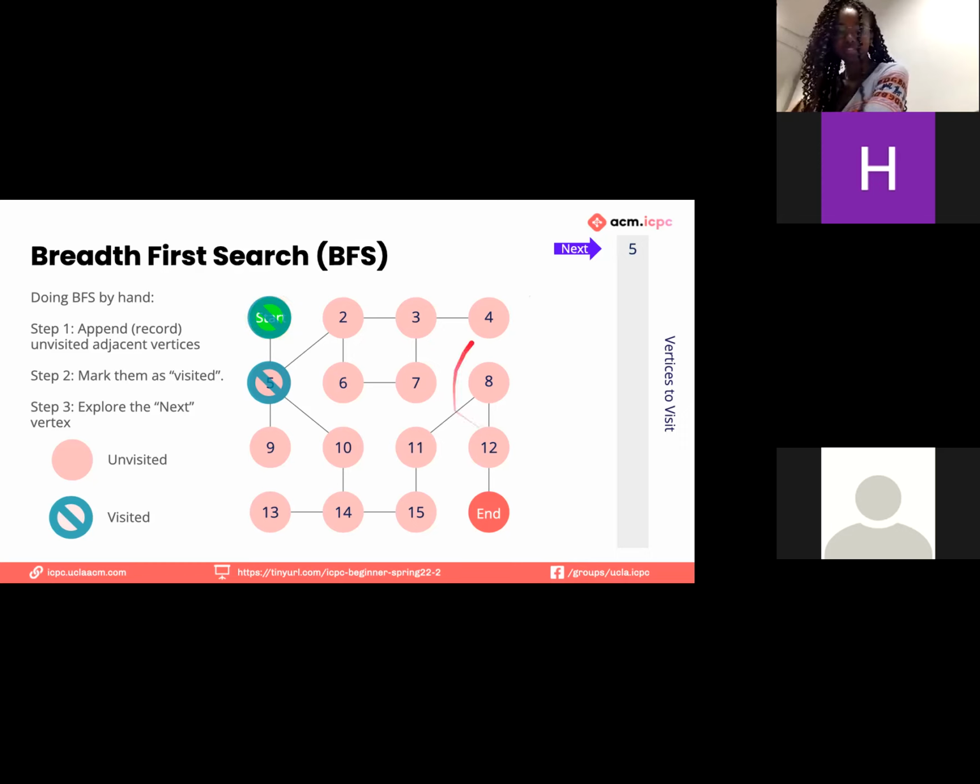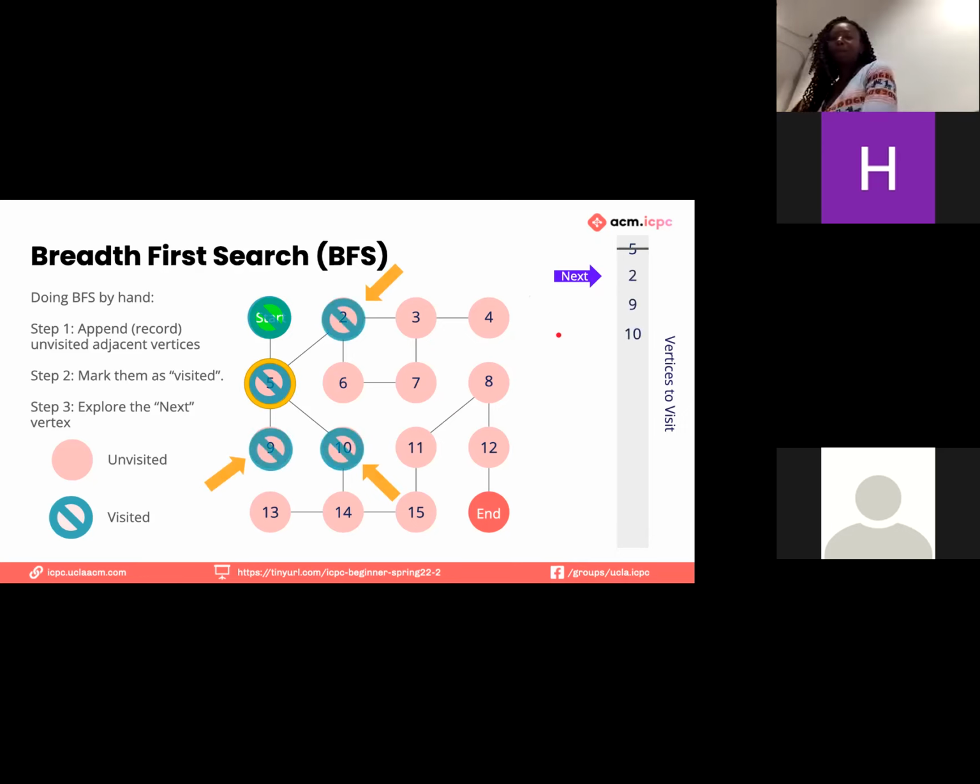Let's see if this will click. Okay, yay. Now we will go to the next thing on the list, which will be 5. Now that we know that 5 exists, what else exists in our graph? We can see 2, 9, and 10. So we want to put all of those in our list and say, great, let's learn more about those.